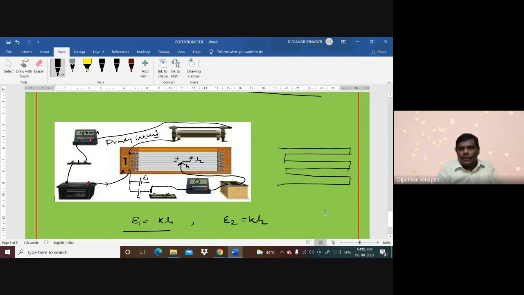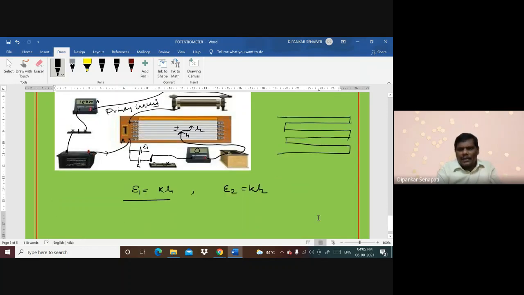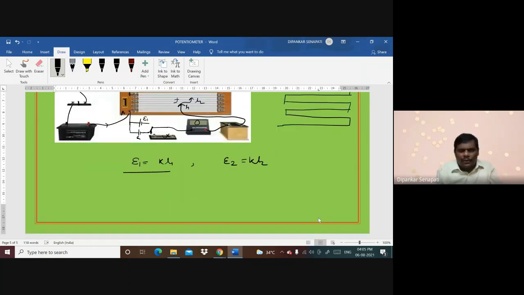Now see, since current is kept constant, K will remain the same for both the cases. Now we can say E1 by E2 is equal to L1 by L2, as K cancels out. So by finding only the balance points, you can compare the EMF of two primary cells, and exactly you are comparing the EMF, because we are not allowing any current through the cell, hence it is open circuited, and we are talking about only EMF.